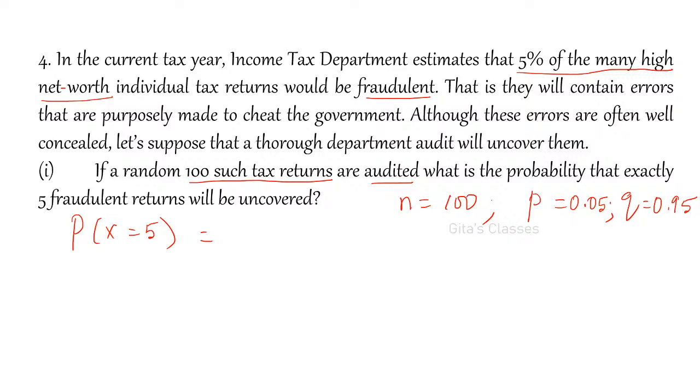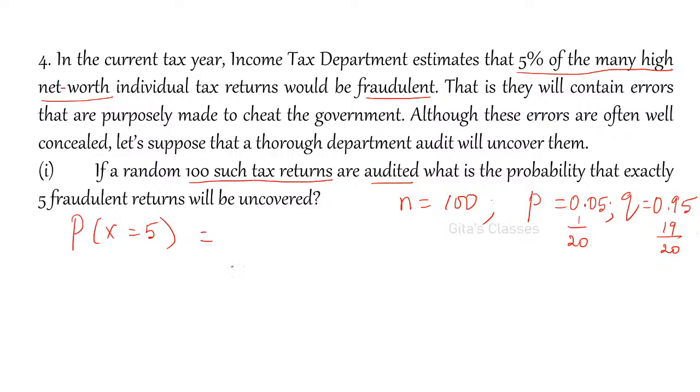N is equal to 100. P is equal to 0.05. 19 by 20. All of you understood. So, N is equal to 100, P is equal to 0.05, Q is equal to 0.95. Or you can write this as 1 by 20 and 19 by 20. Now, P of X is equal to 5. N is equal to 100. Correct. Manaswini is right. Dinesh Reddy is right.